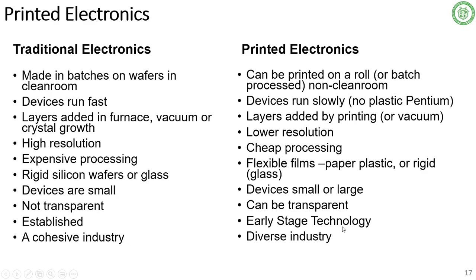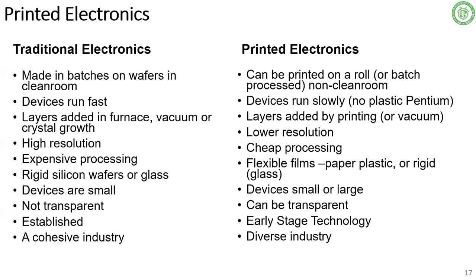It's a very old technology. It's established, but printed electronics is an early stage technology. So it's a cohesive industry. Means the application is very limited, but the printed electronics is a very diverse industry. From the previous example, you can see you have e-textile as well. You have sensors, you have displays, and it's a very diverse industry.